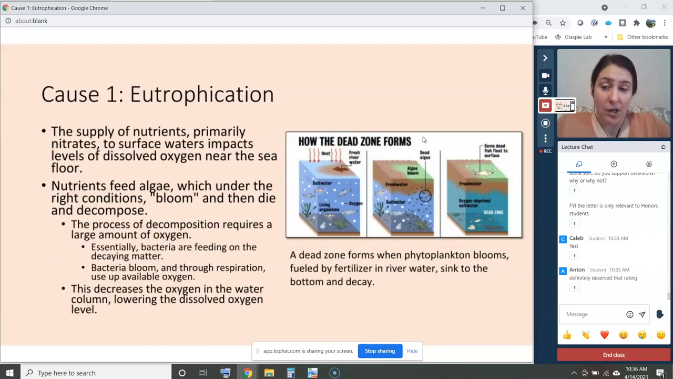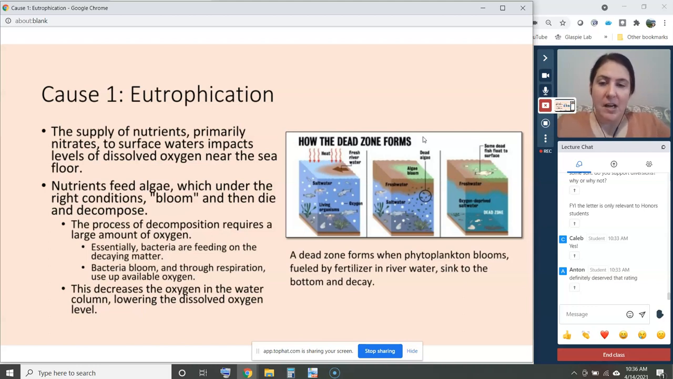Let's talk about some of the causes. There are a number of reasons that these dead zones form. The first cause, probably the most important, is eutrophication. This is where the supply of nutrients at the surface impacts the level of dissolved oxygen at the seafloor.